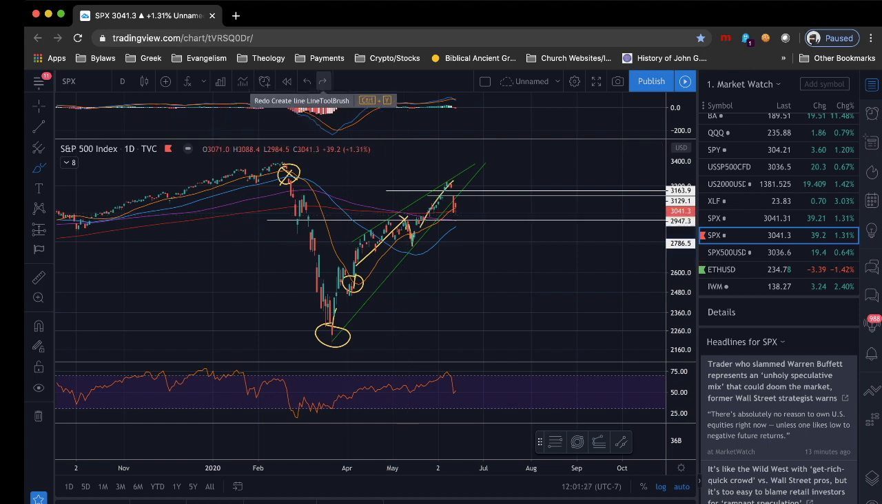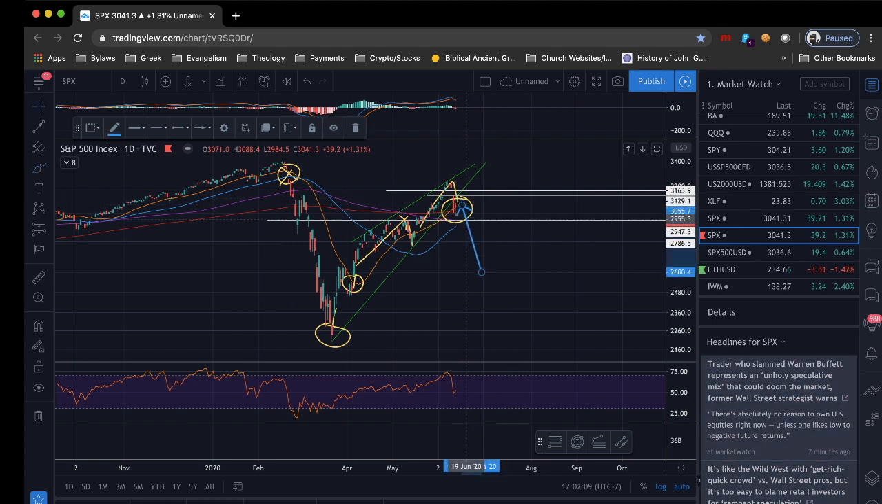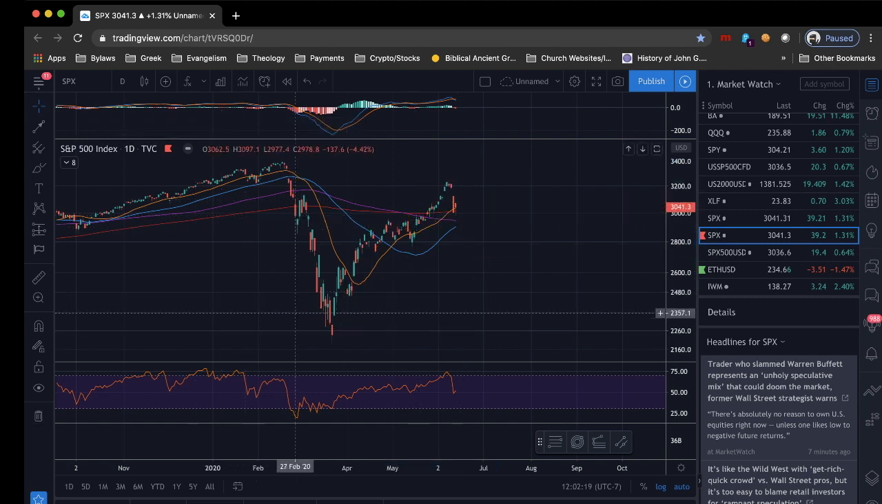So we broke down from this rising wedge, and we're right below it. One of the things the market likes to do is come and retest what was once support, which is now resistance. And so what we see happening here is that the bulls are trying to make a case that we are still in a bullish run. So let me delete everything off of here.